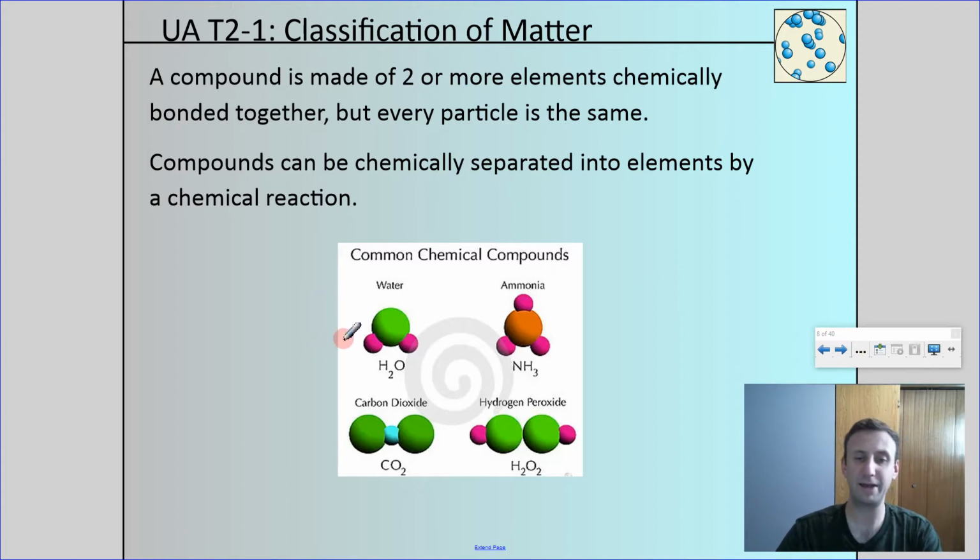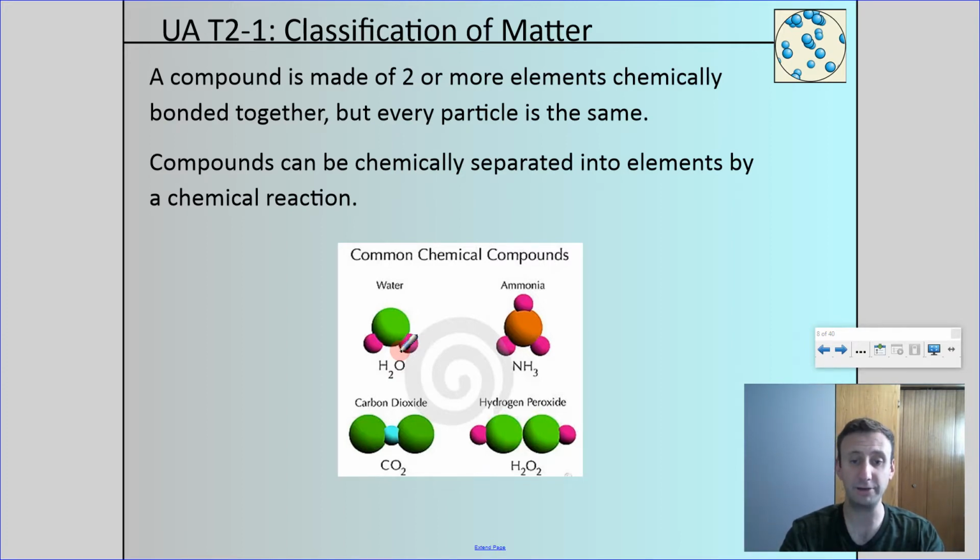So here are a few examples of common compounds. Water is the most famous compound, right? And probably one of the most important compounds to our lives is two hydrogens and an oxygen, H2O. Now I can chemically separate water into hydrogen and oxygen. I can do that through a process called electrolysis, where I put some current through water and it will separate into hydrogen and oxygen. We use something called a Hoffman apparatus for this. Maybe take a look at this video here.